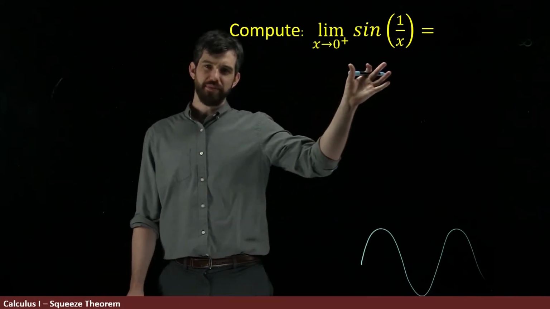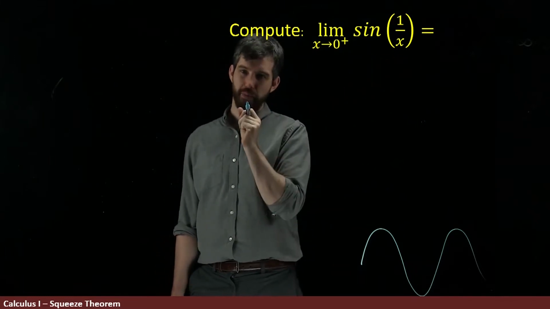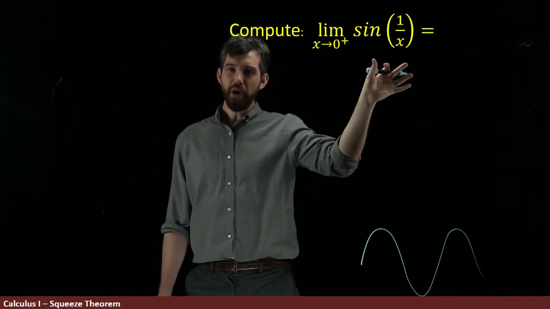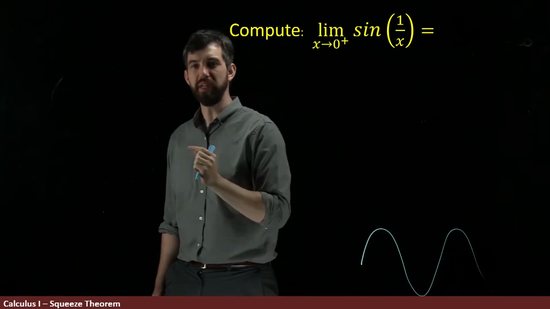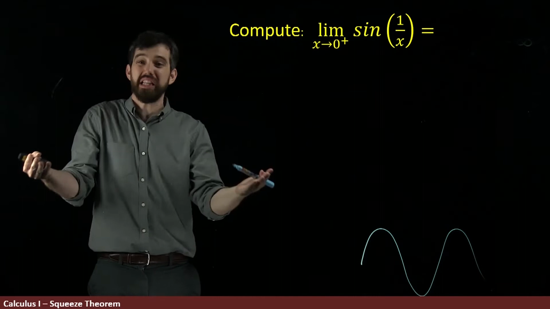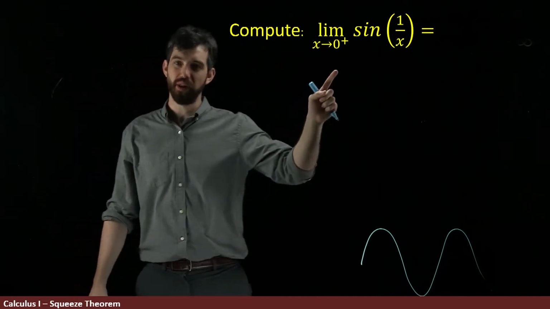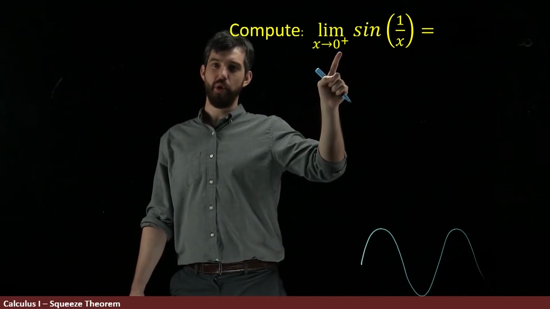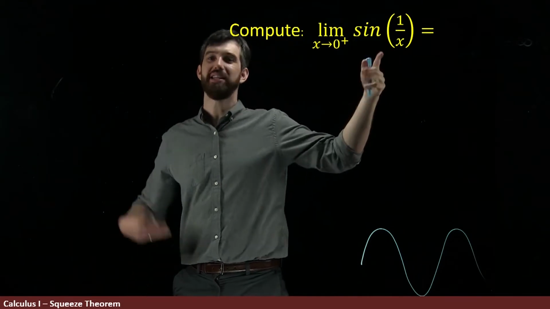So if I look at sine of 1 over x now, I'm taking numbers that are really close to 0. So 1 over a number really close to 0 is a really large number. Like, for example, if I take 0.01, then 1 over 0.01 is 100.